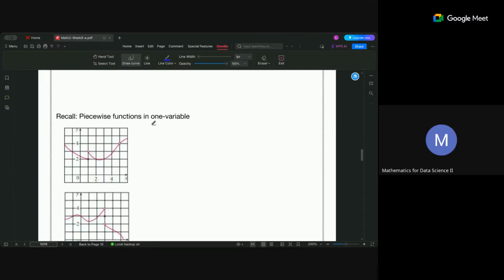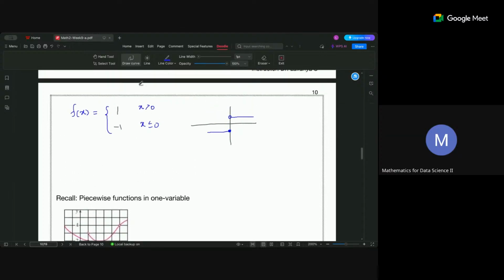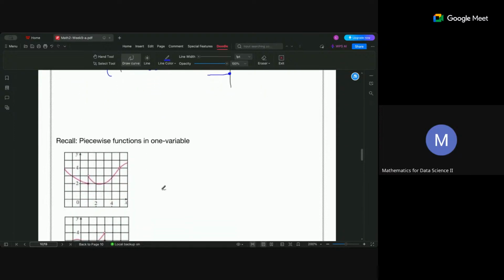So for piecewise functions in one variable, here are some graph examples. I first wrote the function and drew the graph. Here you see from 1 to the remaining values of x, the function is defined in this way. This function is also discontinuous, but everywhere except this point the function is defined. So if you are just considering this part, it does not mean that the function is piecewise in this part.